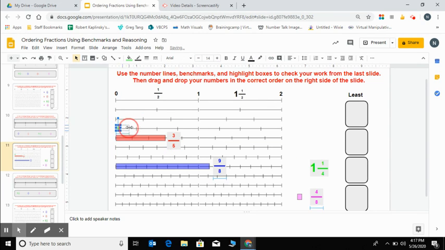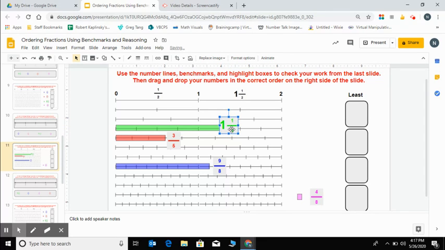So let's see, 1/4, 2/4, 3/4, 4/4, and then 5/4 is the same as 1 whole and then 1 more fourth. So I'm just going to bump this up here so I can see.